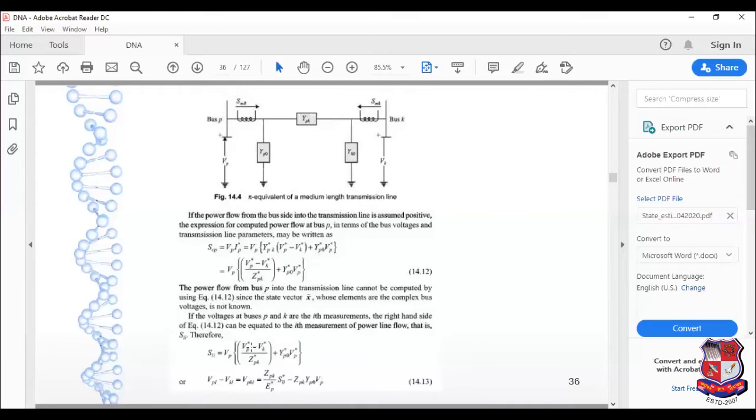If I take this one as the main term, then Zpk will come out over here, and this will be Vp. This Vp becomes Ep, because now we are considering it as a bus voltage. It is not the difference between bus voltages from this line, hence it is termed as Ep. So Zpk divided by Ep conjugate into SLI.